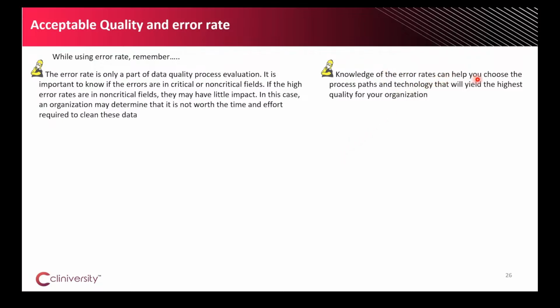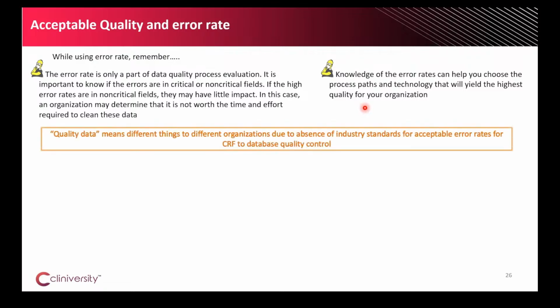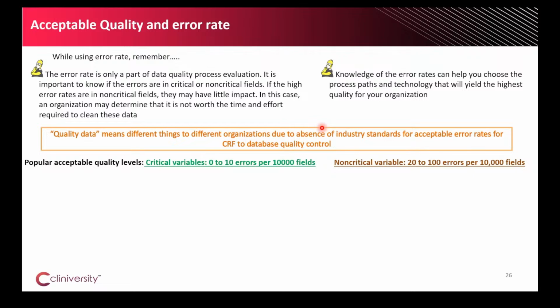So knowledge of the error rates will help you choose the process paths, how to process the data, even the technologies that can be used, so that your quality improves and is good for the organization. In the absence of an industry-wide standard for acceptable error rates for CRF to database quality control, quality data means different things to different organizations. A popular definition of an acceptable quality level includes rates of 50 errors per 10,000 fields overall, or different standards for critical and non-critical.